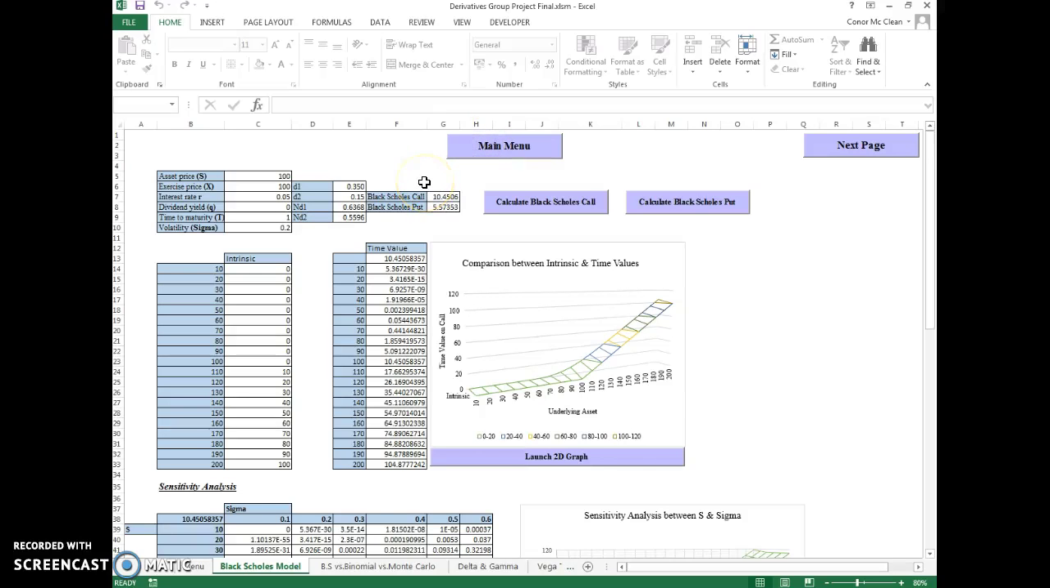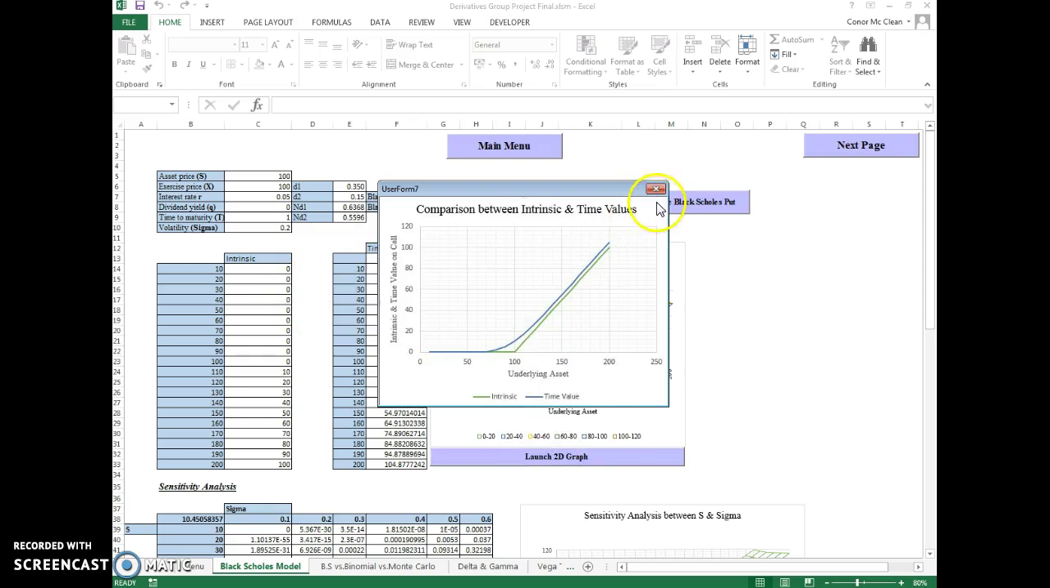So the first thing we calculated was a call and a put using the Black-Scholes model, and the results can be seen here. And we did this by calculating the intrinsic and time values, which can be seen just here.